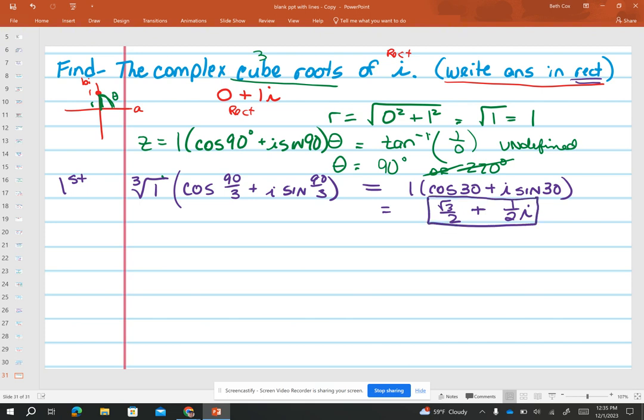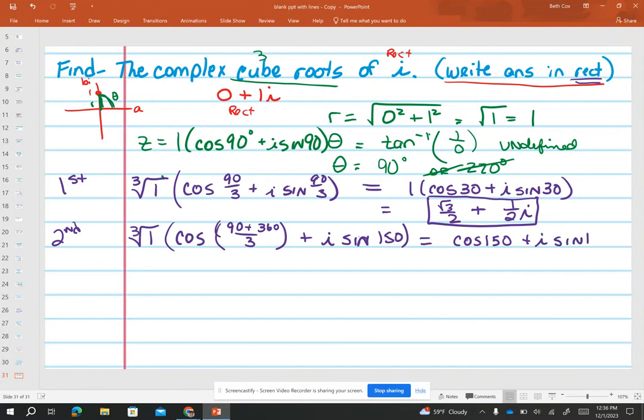I've got to do 3 of these. Okay, so now we'll do the second one. I'm going to do the cube root of 1, which of course is 1. And I'll do cosine. This time I'm going to do 90 plus 360 divided by 3 plus i sine. What is 90 plus 360 divided by 3? Well, that's going to be 150. So I'm going to go ahead and just write the 150. And again, I know the cosine of 150 because it's on my circle. The cosine of 150 is negative square root of 3 over 2. The sine of 150 on my circle is 1/2. So there's my second one, again, in rectangular.